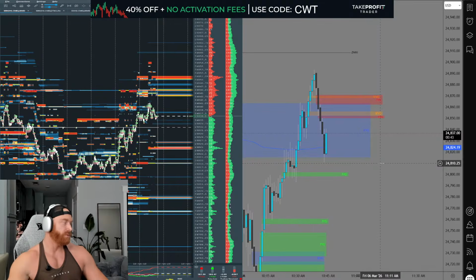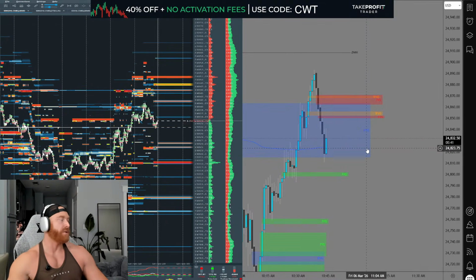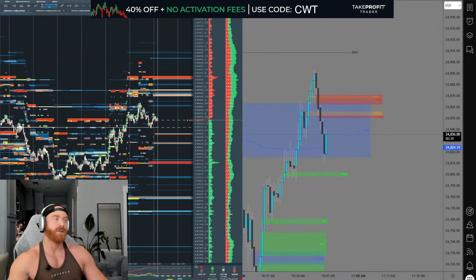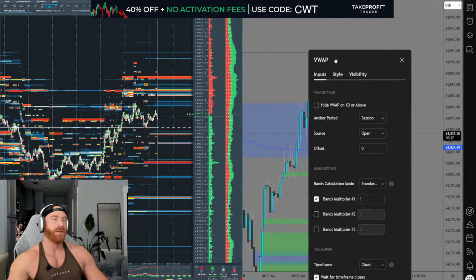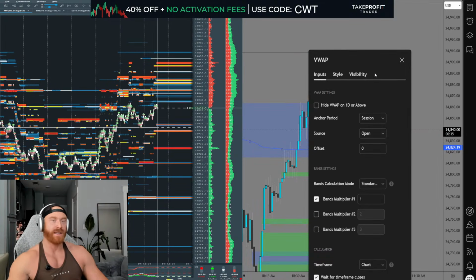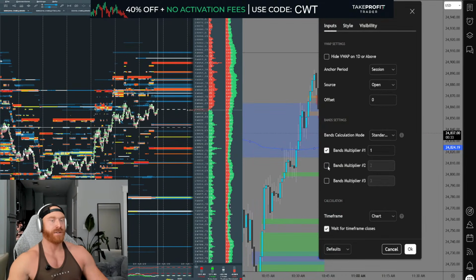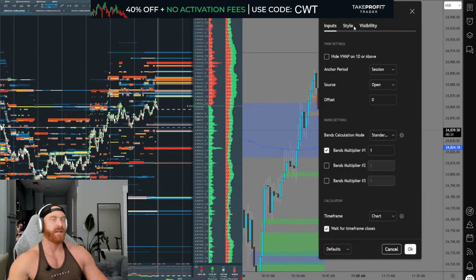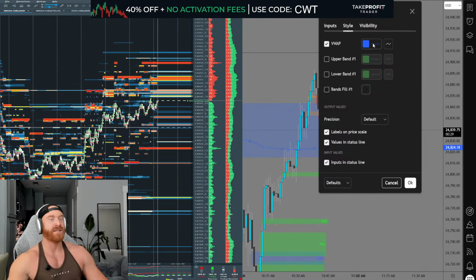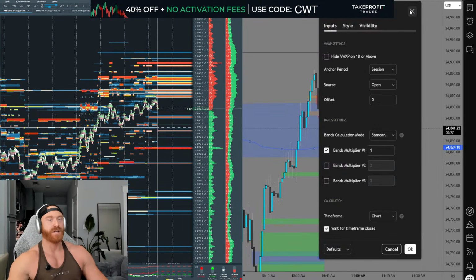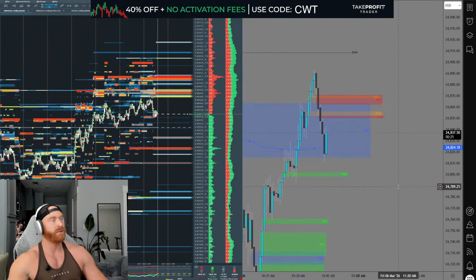It's the default settings. If you just search VWAP on TradingView, my settings are pretty default. I just took these two bands off, and I might have changed my color to blue. I don't know if that's default or not, but I haven't changed virtually anything.